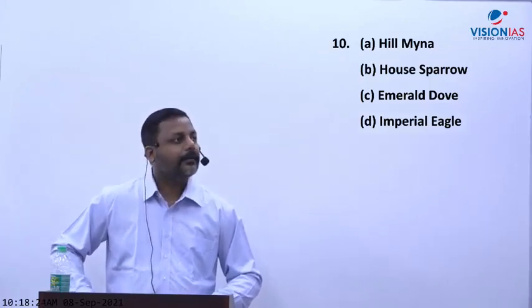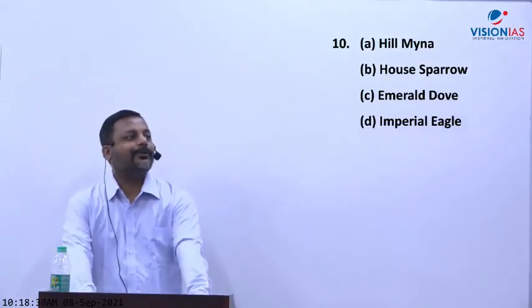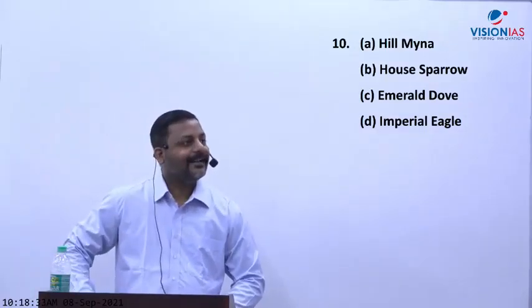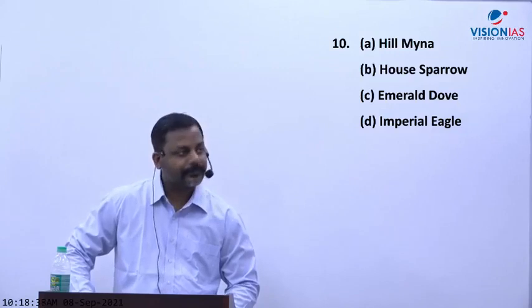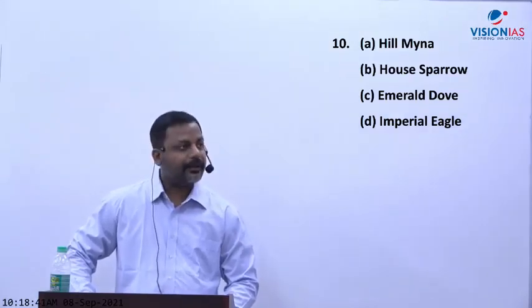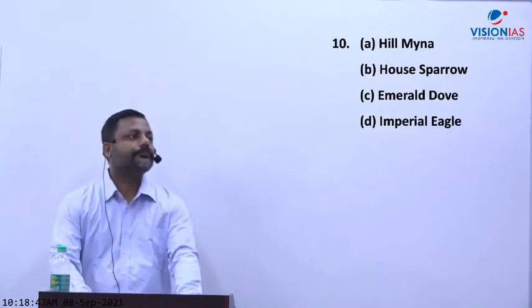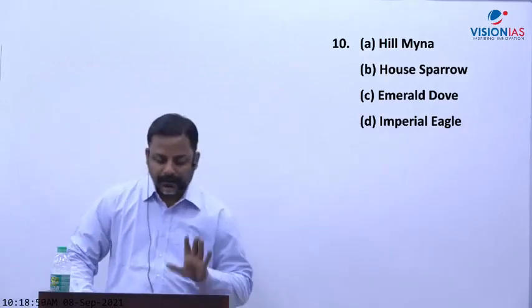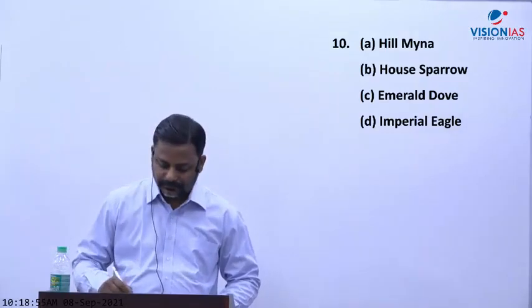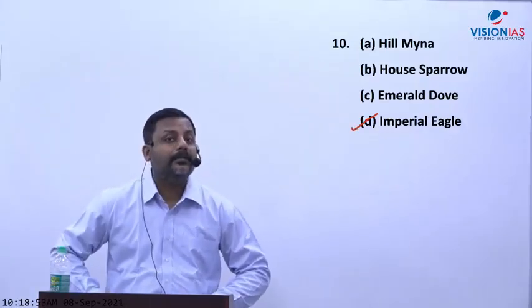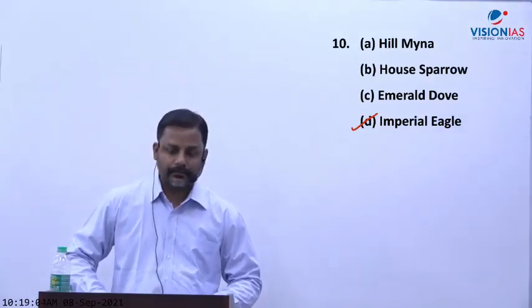D. Okay. Yes. House sparrow, as others are not domestic. Okay. Someone is saying house sparrow and rest of them are saying D. So here the right answer will be option D only. The reason is that D, imperial eagle, is a carnivore.